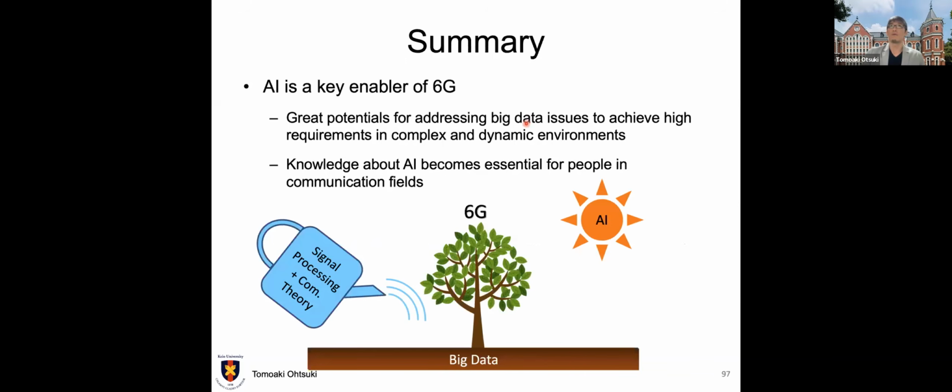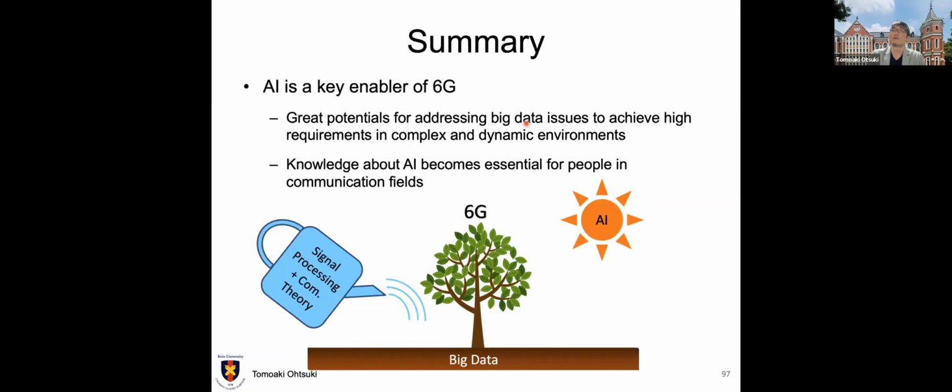Okay, it's almost time, so I will summarize my keynote talk. AI is a key enabler, or I should say one of the key enablers, of 6G. It's not everything, but it has great potential for addressing big data issues. As I mentioned, in 6G we need to achieve very high performance in various aspects. The particularly challenging part is that the system or channel itself is complex and dynamic, so applying machine learning or deep learning is also very challenging. There are many techniques to solve this, but it is still ongoing, so there is much room for research.